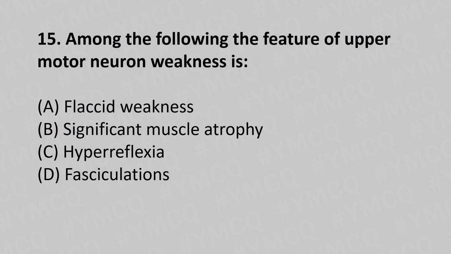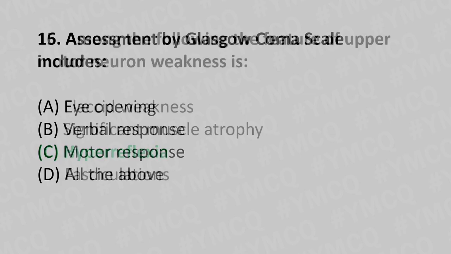Moving to our 15th question. Among the following, the feature of upper motor neuron weakness is option A, flaccid weakness. Option B, significant muscle atrophy. Option C, hyperreflexia. Option D, fasciculations. And the answer is option C, hyperreflexia.